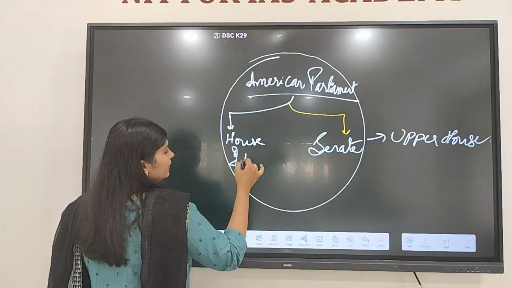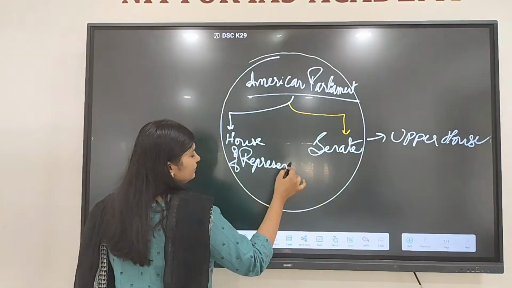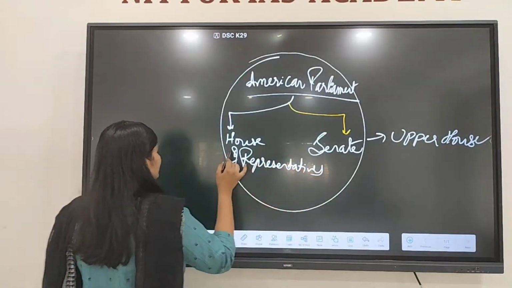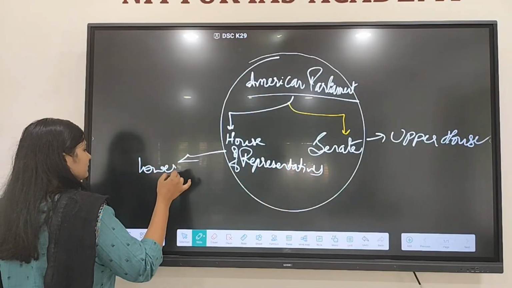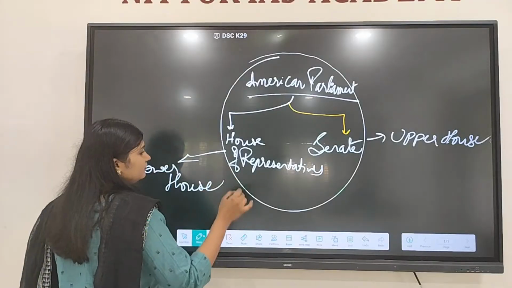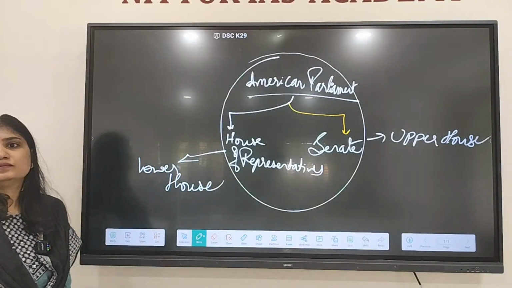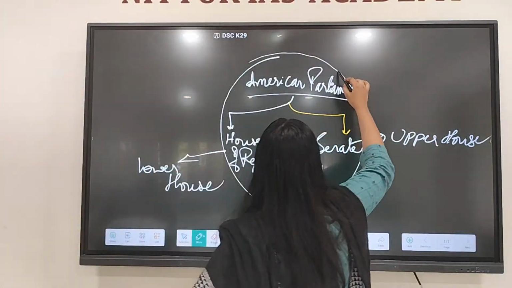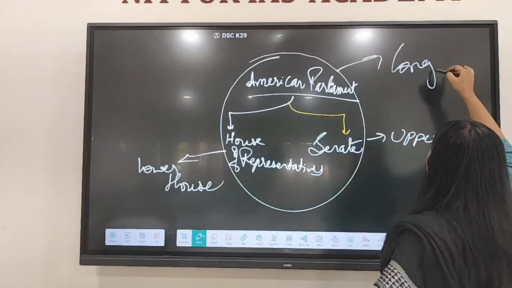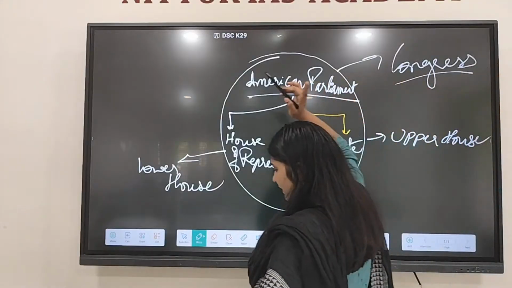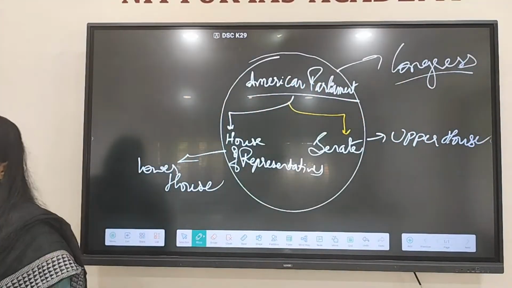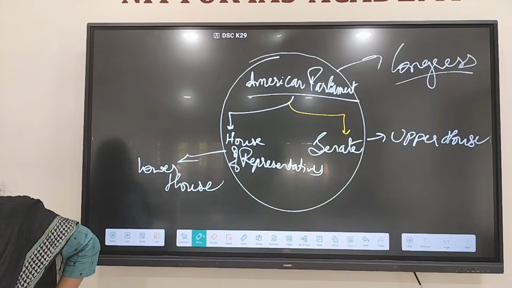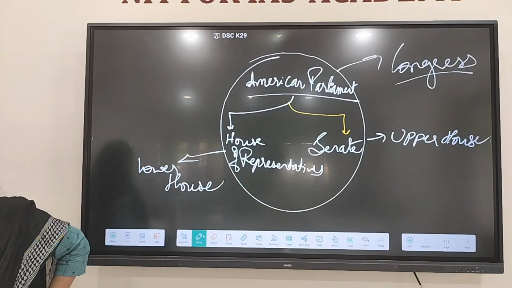House of Representatives. This is the lower house. And for the American Parliament, we call it Congress. Not the Congress party in India. Write down this.